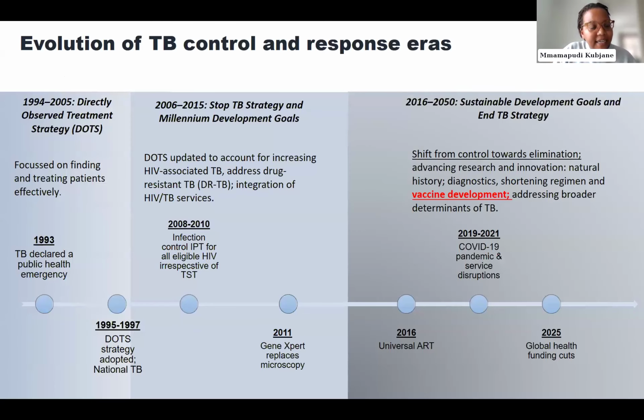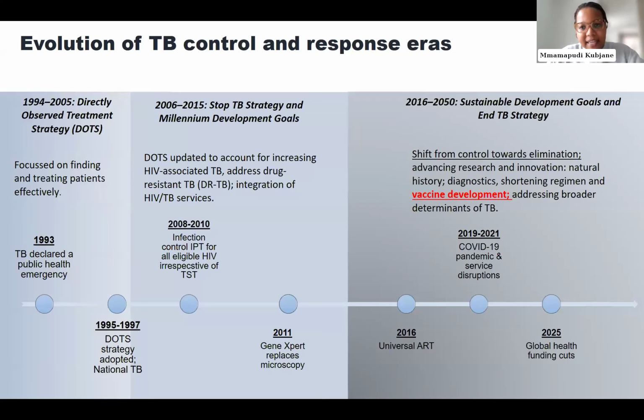And from the 1990s, we've had the directly observed treatment strategy, which focused on finding TB cases and treating them effectively. And this was updated from the 2000s to 2015 by the Stop TB and the Millennium Development Goals, which address the emergence of HIV and increasing HIV-associated TB, and also accounting for drug-resistant TB.